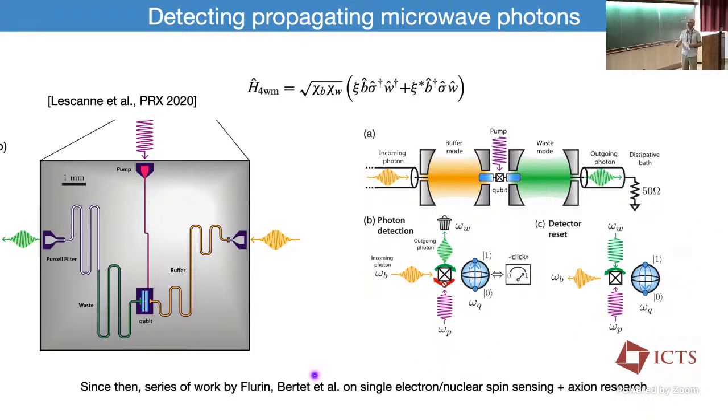This was the first of this series of work in 2020. Now they've managed to make it frequency tunable, and the dark count rate is much lower than everything else on the market. And with this, they've been able to see the fluorescence, to sense a single electron and even a single nuclear spin. And they're now using it for axion research. But you see, this could be used. I would say this is our best shot at a photodetector in superconducting circuits.